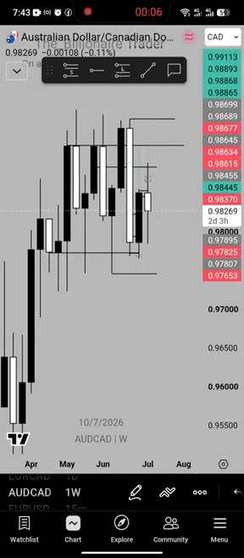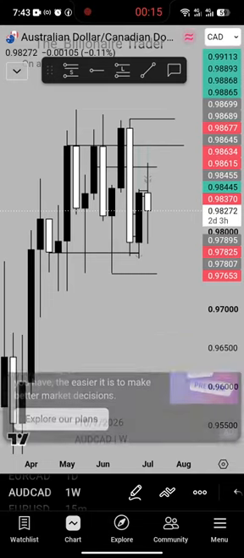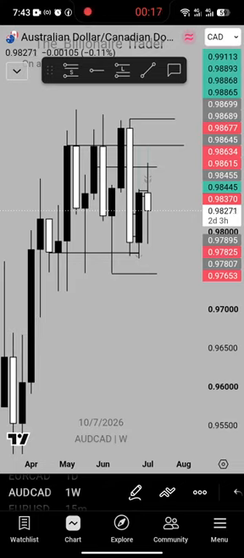In this video, I want to explain a high probability setup that you can actually leverage. We start from the weekly time frame. On the weekly time frame, you want to see that price gets to a particular key level. In this case, it is a V-shaped key level.